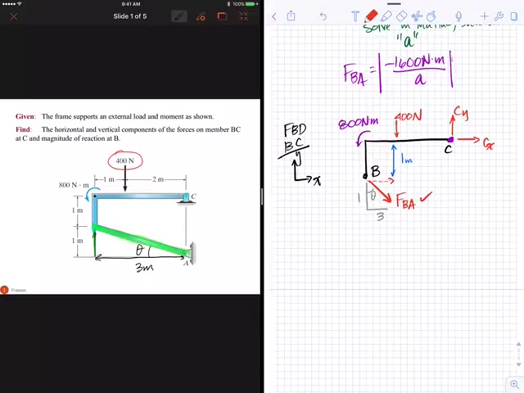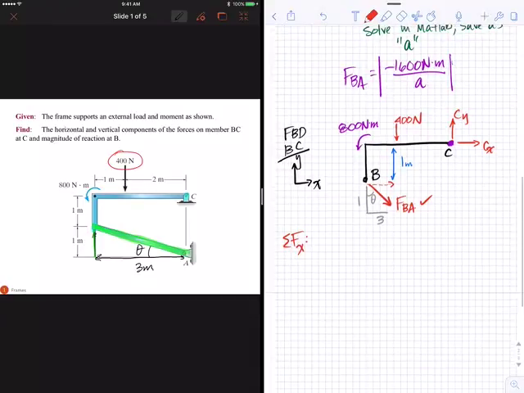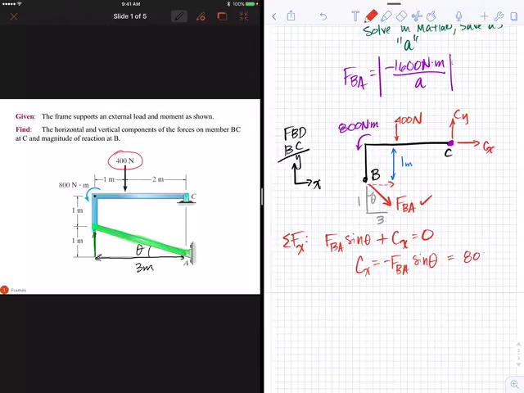We already have FBA. We're going to do the sum of forces in X: FBA sine theta plus Cx equals 0. So whatever the value is for FBA that we got up top, whether it was positive or negative, you're going to carry that through down at the bottom, right? So Cx is equal to minus FBA sine theta, and that should give you 800 newtons.